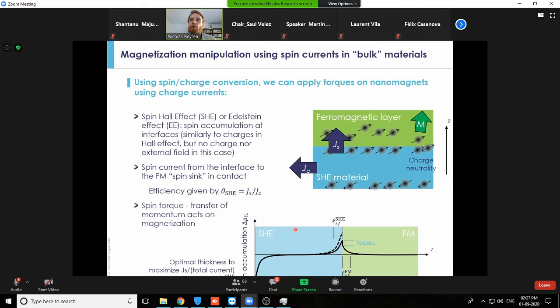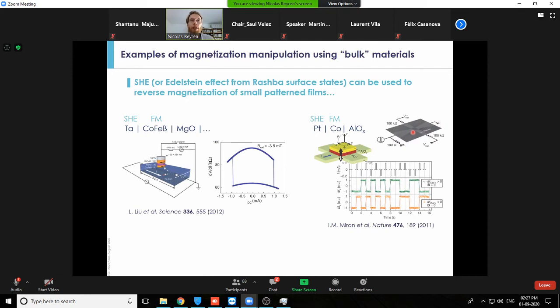So finally, thanks to this spin current, of course, you can generate spin torque on the ferromagnetic layer and maybe control its magnetization. This was demonstrated already in 2012 for platinum, tantalum, cobalt iron boron. It was described just in the previous talk how tantalum can have a very large spin Hall angle. Also in platinum cobalt, by Miron and co-workers, where maybe the alumina also takes a role, in 2011.